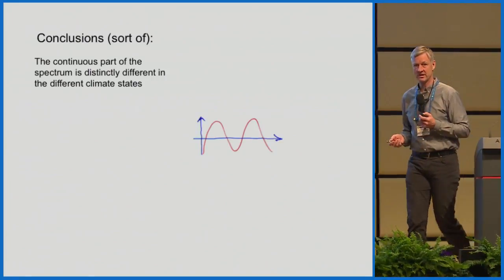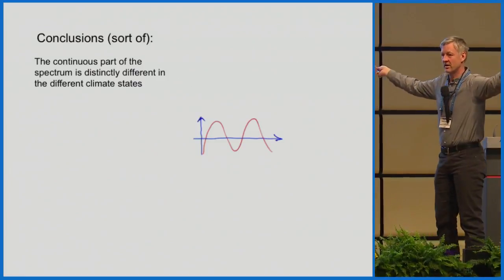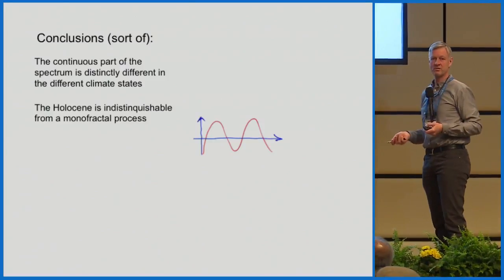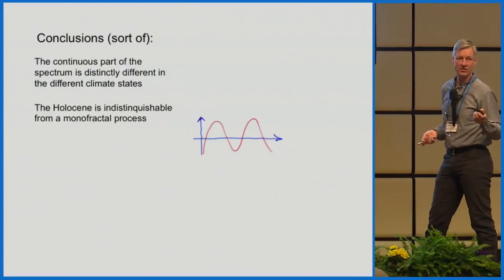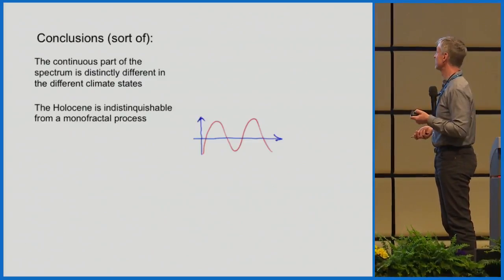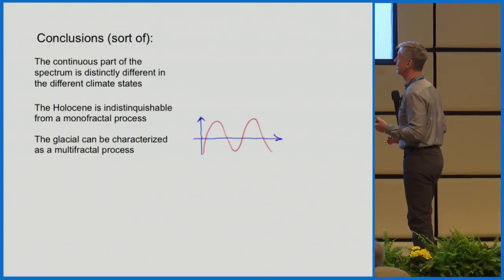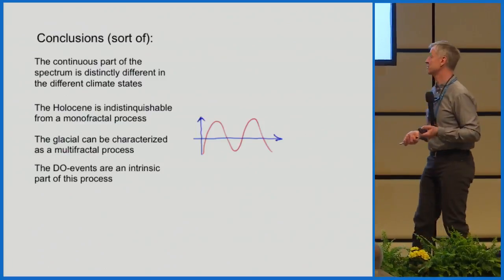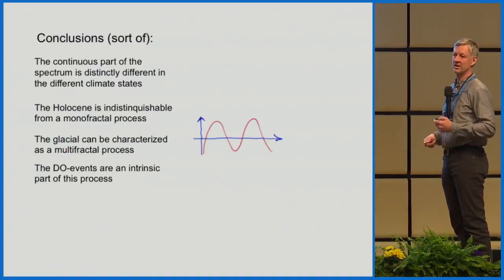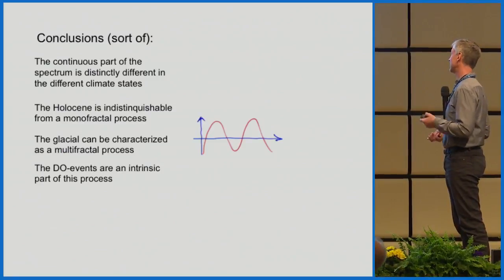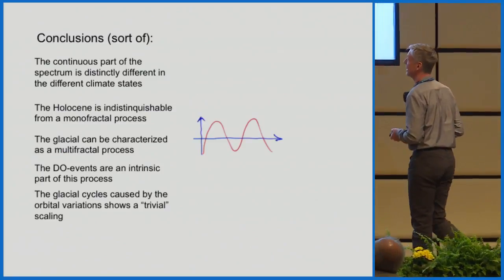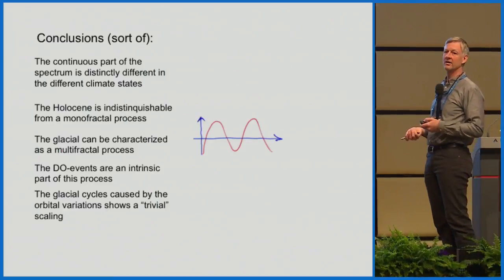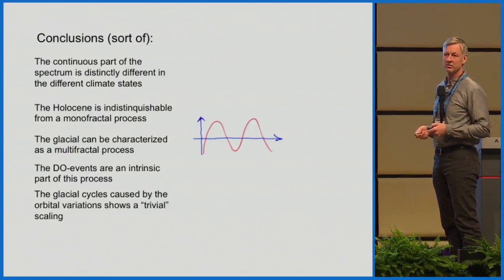There are differences between the different states, which of course I missed by just doing a long power spectrum of that. The Holocene looks like a monofractal process, but it's not a simple Gaussian process, even though it's close to it. The glacial is multifractal, and what's probably most important is that these Dansgaard-Oeschger events are part of this intrinsic part of the dynamics, seen in this way here, and it turns over to sort of trivial scaling when the glacial cycle sets in, as I see it, which we should probably expect.